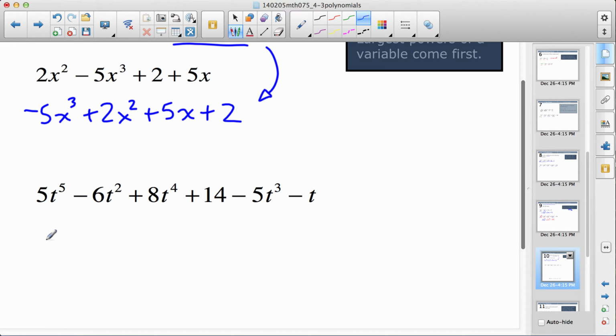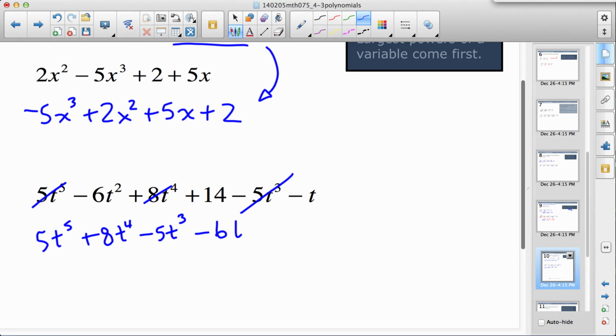This one looks like the biggest number, so it'll come first. Done with that one. Then this one, so plus 8t to the 4th. That one's done. This one, the cubed, minus 5t cubed. Okay, so that one's done. And then this t squared one, minus 6t squared. That one's done. 14 and minus t. The t one has to come next. That one's done, and then the plus 14. So now they are in descending order.